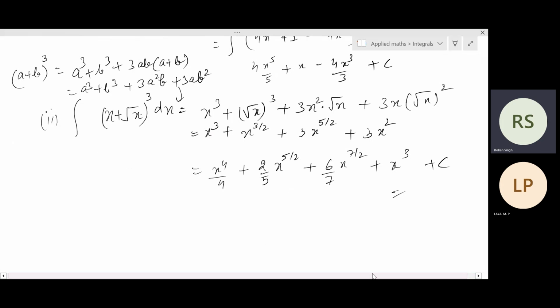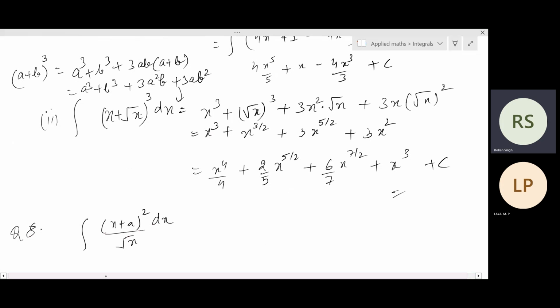Okay, so let's do the eighth one. x plus a, to the whole square, dx over square root of x. So here this a is constant. How would you do this?